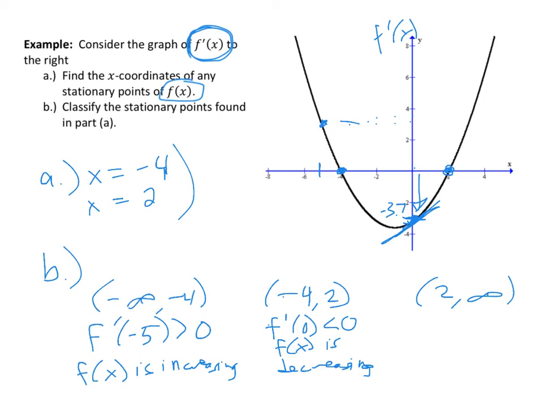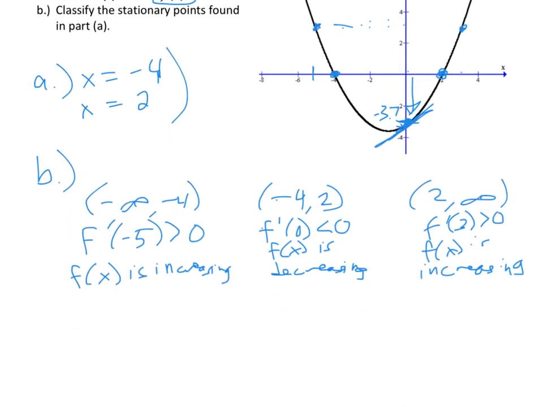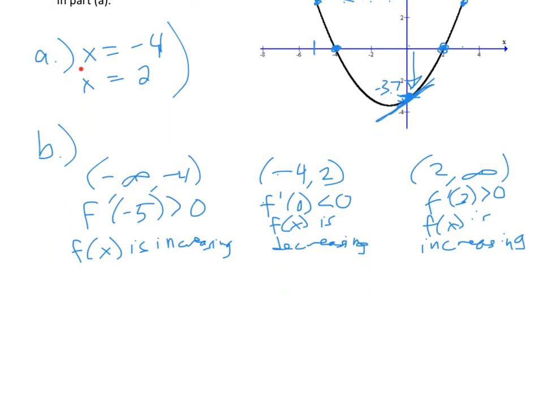Okay? And then finally, over here, I could do like f prime of 3. The value is clearly positive up here, greater than 0. That means that f of x is increasing. So now that I've figured all of this stuff out, I should be able to go back through and classify these things as maxes or mins, right?